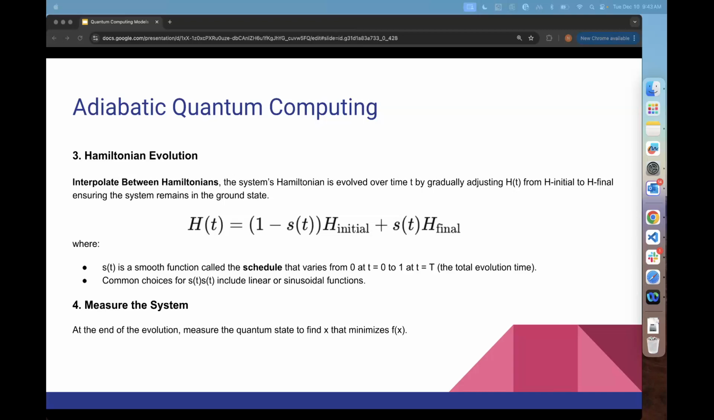Once the evolution is complete, we measure the quantum state of the system. This measurement will reveal the configuration x that corresponds to the lowest energy state of H final, which in turn solves the optimization problem. So in our case, the outcome would be the route with the shortest total distance one should travel to cover all the cities.